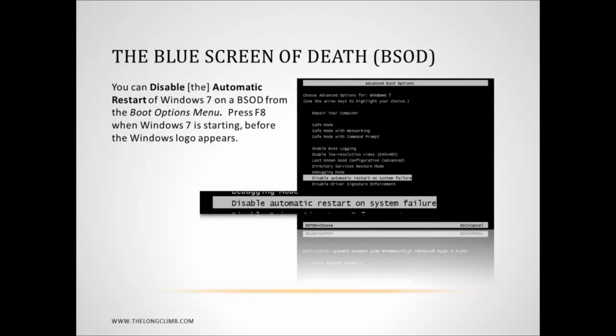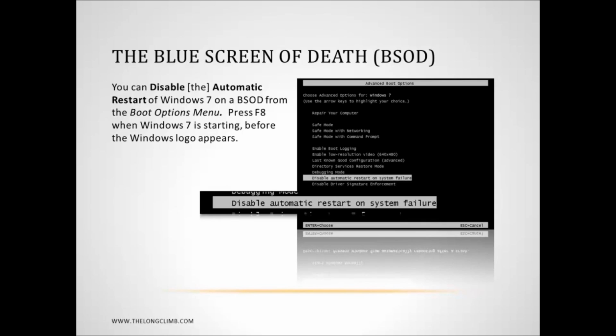Many times when you get a blue screen of death, which is increasingly rare in Windows 7, but does happen, the system will automatically restart before you actually get a chance to read the information on it. So go into the advanced boot options, again pressing F8 when the computer's starting, after the BIOS screen disappears but before the Windows logo appears, and select Disable Automatic Restart on System Failure, which is down near the bottom of the list. Then when you get a blue screen of death, it will stay on that blue screen until you turn the machine off and turn it back on again.